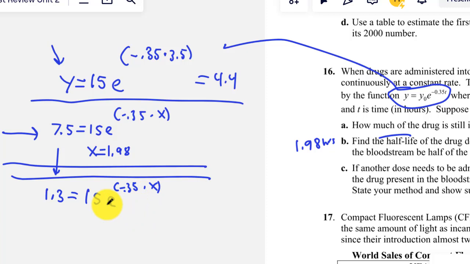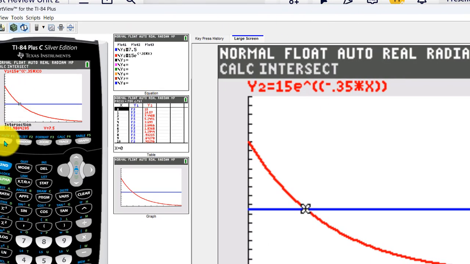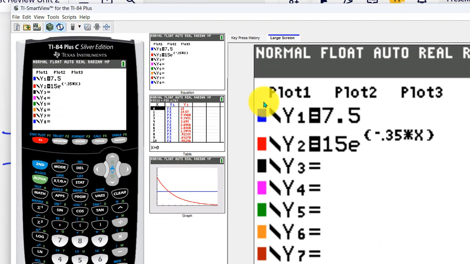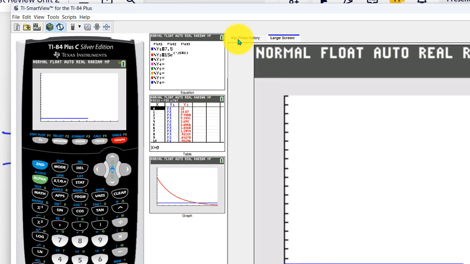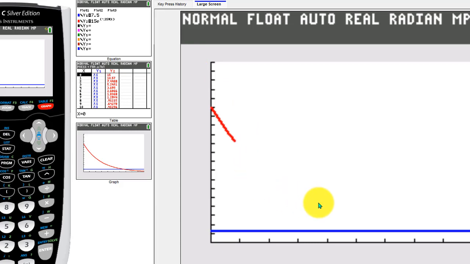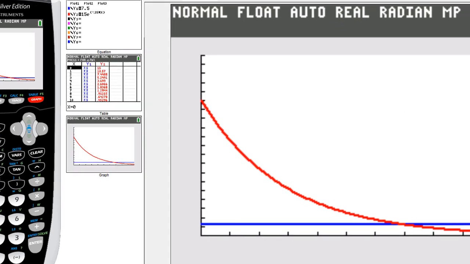This is my E. So when I bring out my calculator, I press y equals. I only have to make one change. Change 7.5 to 1.3. And let's see if this fits on our graph. I press graph. Let's see if the intersection happens. I might have to make my x max bigger if I don't see the intersection. Okay, it worked. Not my best graph.